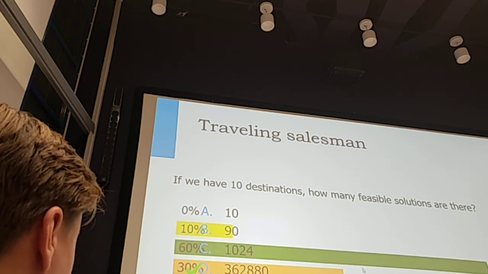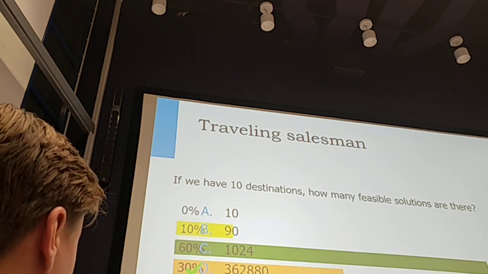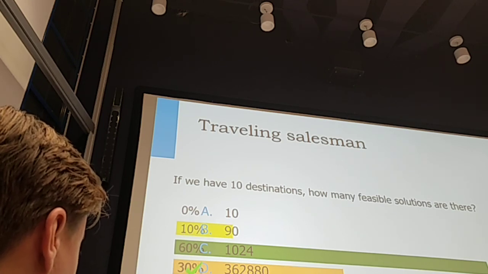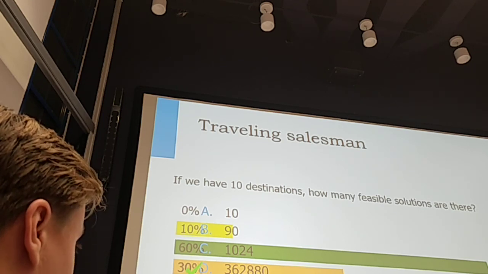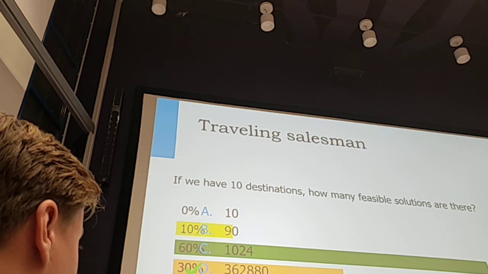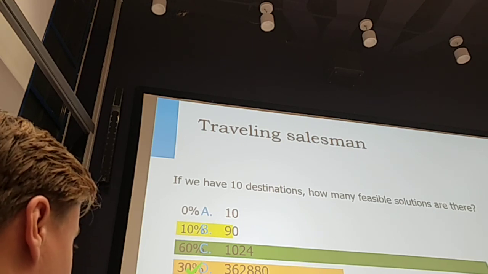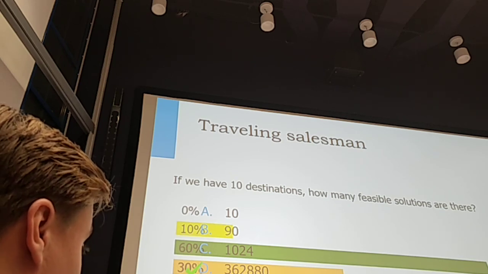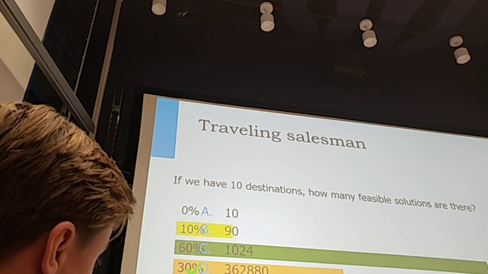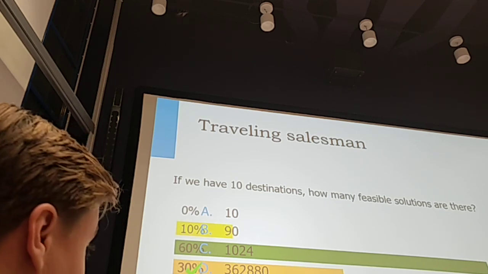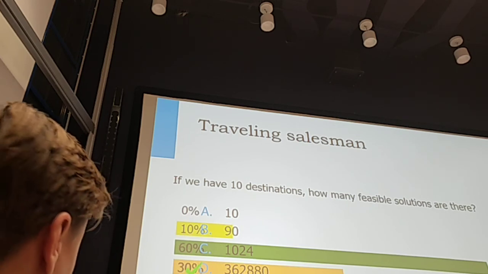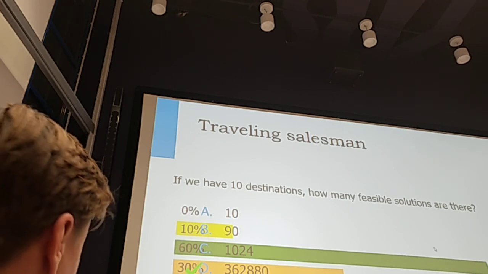So the correct answer is actually 362,880. It's a 10 factorial. So it's 10 times 9, 8, 7, 6, 5, 4, 3, 2, 1. That's how many possibilities there are. That's actually divided by 2 if you allow for both directions, but the number is still very large. So solving this is a really complex task.